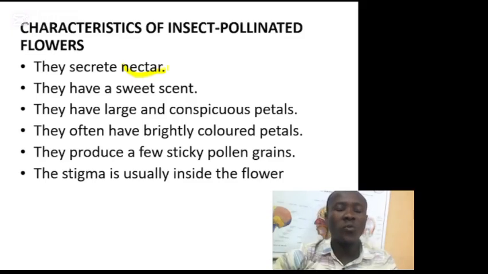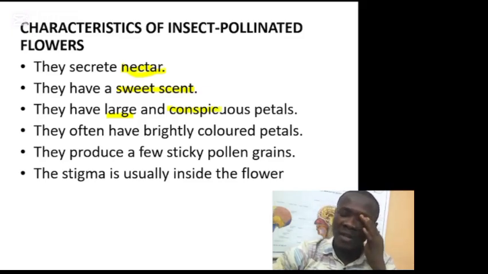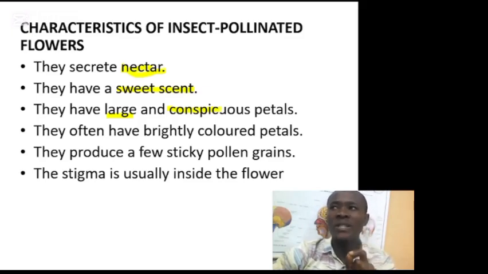But in the case of wind pollinated flowers, they do not produce nectar. They don't have it. And the insect pollinated flowers, they have sweet scent or sweet smell. The wind pollinated flowers are not scented. They don't have any sweet smell. And the wind pollinated flowers, they have large and conspicuous petals. In the insect pollinated flowers, they have small and inconspicuous petals. That means you cannot see the petal from a distance. You have to be closer.